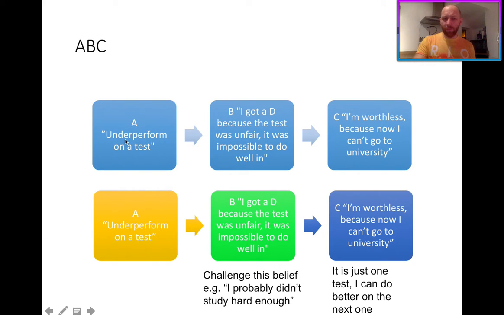So let's have a look at some faulty thinking. A, the activating event. You underperform on a test, perhaps you get a D. B, the belief, maladaptive belief in this case. I got a D because the test was unfair. It was impossible to do well in. So you believe the test was impossible. Well, under those circumstances, your behaviour, how would you respond?